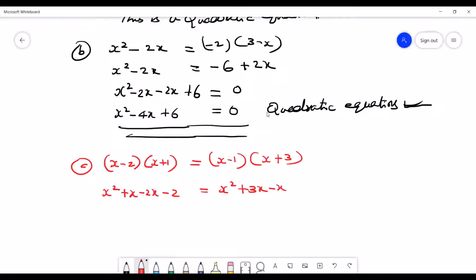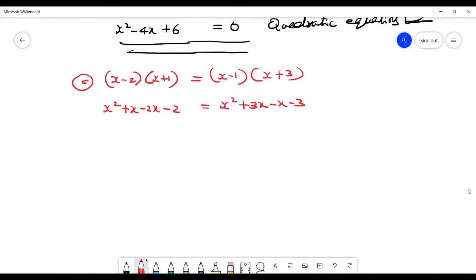Minus 1 into 3 is minus 3. Then bring all these right hand terms to the left hand side, and take care that when we bring x square, we bring it along with the x square terms, the x terms along with the x terms, and the constant terms along with the constant terms.